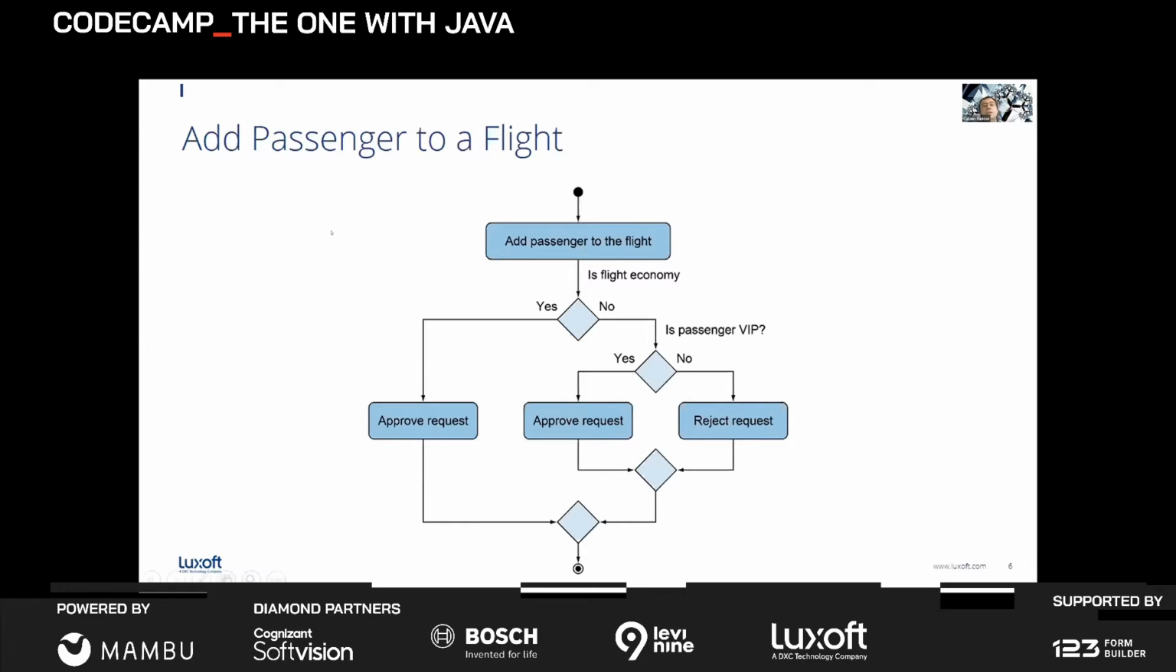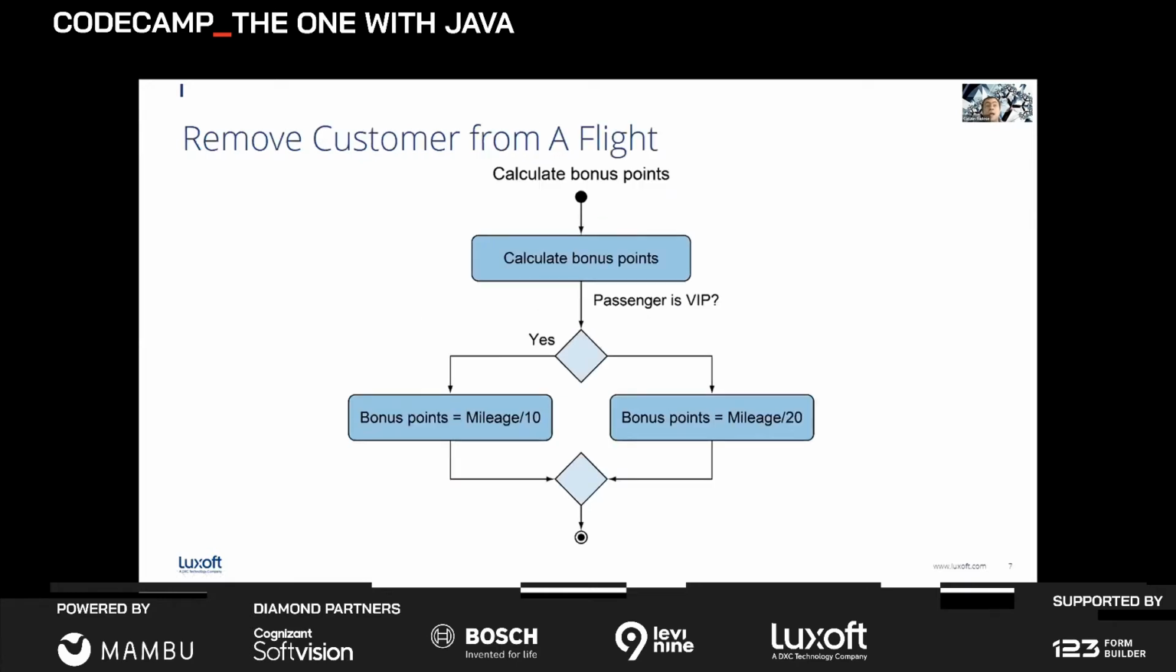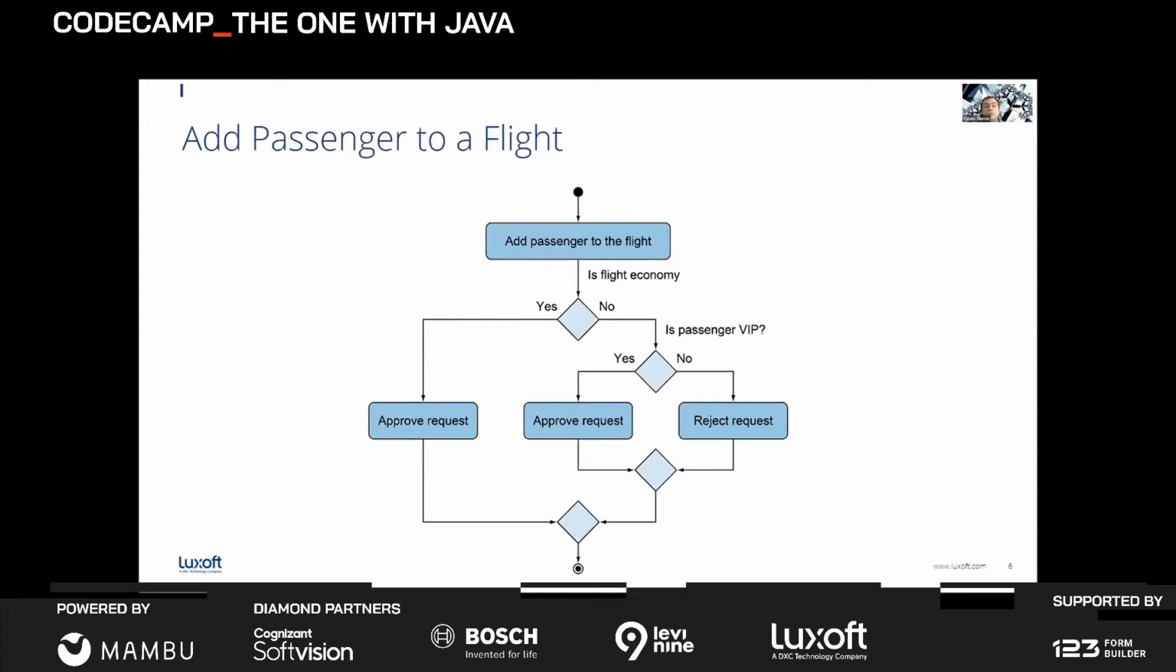It says here, we would like to add a passenger to a flight. We ask ourselves, is the flight economy? If yes, we will always approve the request. If no, we have to look at whether the passenger is a VIP or not. If we would like to remove the passenger from our flight, this will be some other policy.